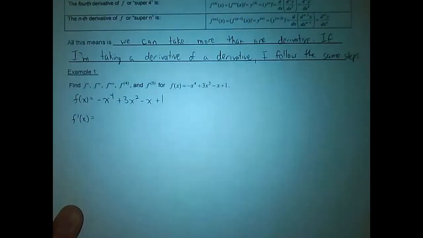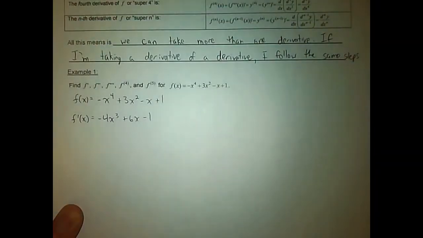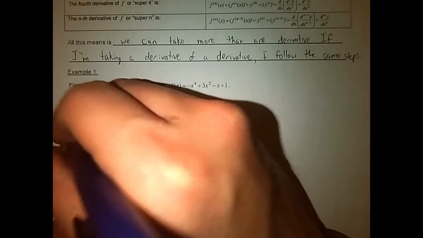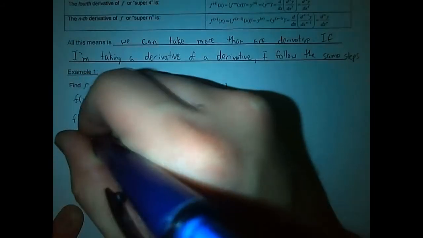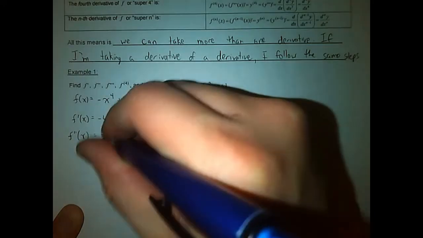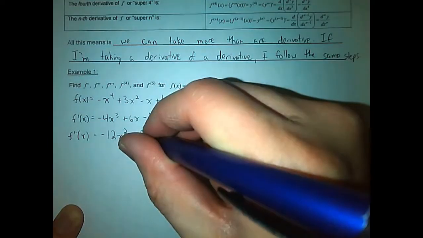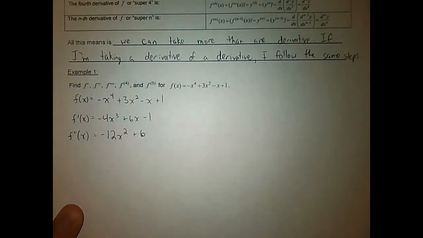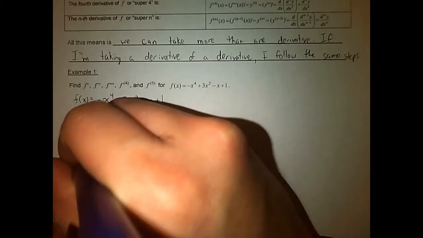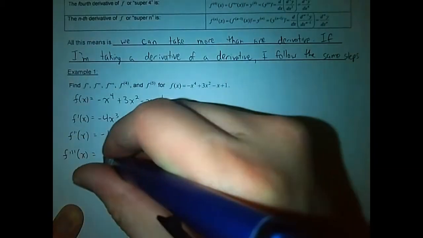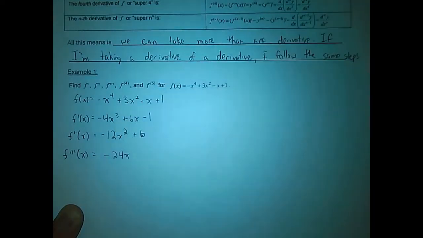Then I'm going to find the derivative of that, the first derivative. I'm using my derivative rules here. Then I want to find the second derivative, double prime here. Just find the derivative again, and then again, and we can just keep doing this as many times as we need to, or until I just can't take the derivative anymore.